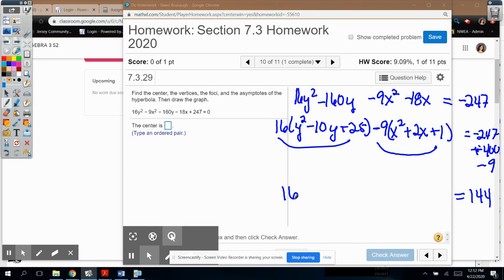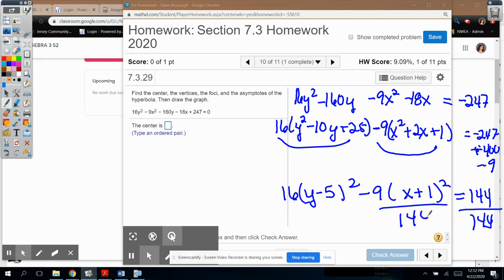The 16 is still going to be there, but now I have it written the way I needed it to be, which is a y minus 5 squared. Then I have a minus 9 still and an x plus 1 squared. Almost done. Just divide everybody by 144 and simplify those fractions. 16 over 144 is 1/9. So I get a y minus 5 squared over 9 minus an x plus 1 squared over 16. That's what 9 over 144 is, and that equals 1.